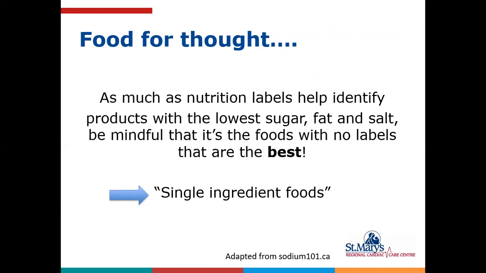Now, hopefully you've gained a little bit of knowledge on how to read nutrition facts tables. But if you're still a little confused, I want you to take this message with you. As much as nutrition labels help identify products with the lowest sugar, fat, and salt, be mindful that it's the foods with no nutrition facts table that are the best. So if you think about the foods in your grocery store that don't contain a nutrition facts table, we often think of fresh fruits, vegetables, and fresh meats. Single ingredient foods would be considered products like milk, olive oil, and almonds. These are the types of foods that we want you to choose more often. More of the fresh, whole, real foods that are naturally lower in sugar, fat, and salt.